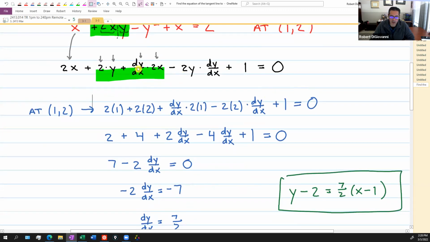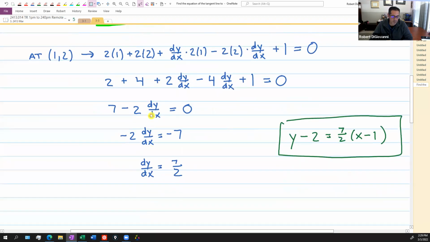At this point, I did not solve for dy/dx. I just said I'm trying to find dy/dx at this point, so I replaced all my x's with 1s and all my y's with 2s. Once I did that, I got to this line, and then I just cleaned things up. I put all my numbers together: 2 + 4 + 1 gives me 7. Then I had 2 of these dy/dx's and I'm subtracting 4 of them. That leaves me -2 of them. The rest was just algebra: move the 7 over, divide by -2, and I get +7/2. Make sense?